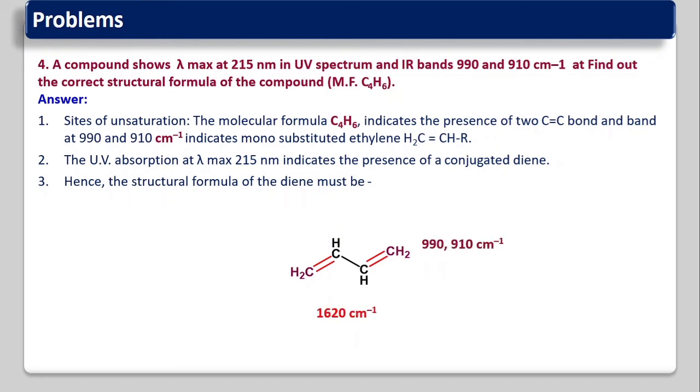So we have to mention the IR values: 1620 centimeter inverse for the carbon-carbon double bond, while 990 and 910 centimeter inverse are for the terminal ethylene group. So in this way we should approach towards the answer.